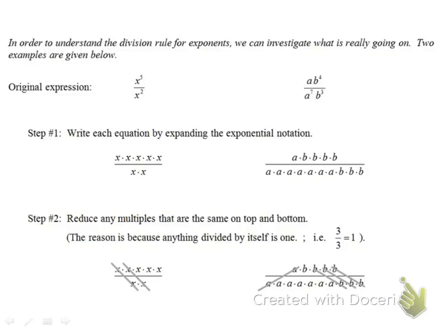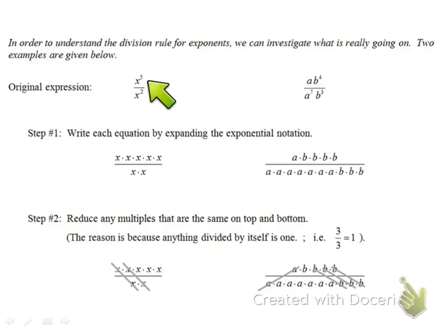Alright, so these examples are already on your notes, so just read along with the notes as I'm reading it from the board. So it says, in order to understand the division rule for exponents, we can investigate what is really going on. Two examples are given below. So in your notes, you can follow through these two examples step by step. On the left will be the x example. On the right will be the AB example. So I'll just talk you through the x example first.